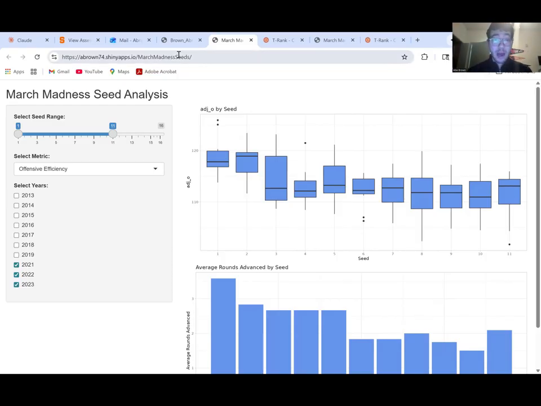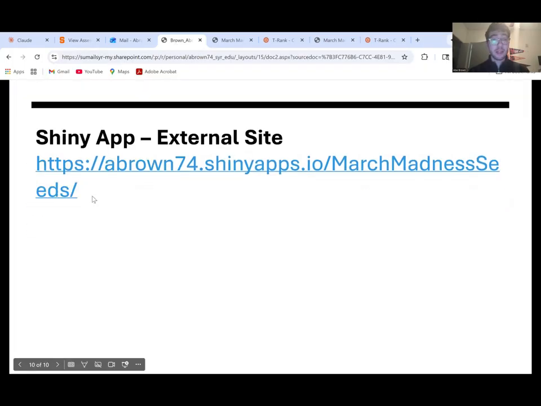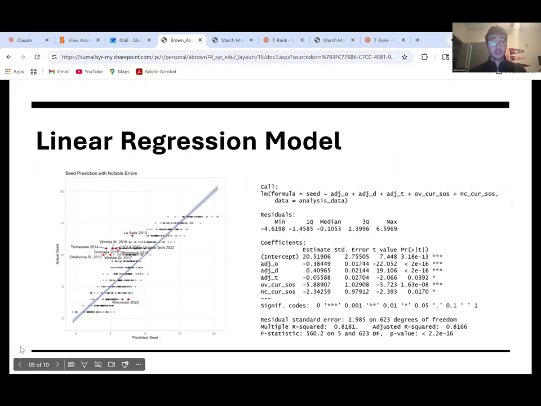So that is my final project. I think the results are very interesting, just looking at the linear regression model. And clearly, the NCAA selection committee is putting a lot of value into these advanced metrics. And I think it's great to see the analytical revolution in college basketball continuing to go on.